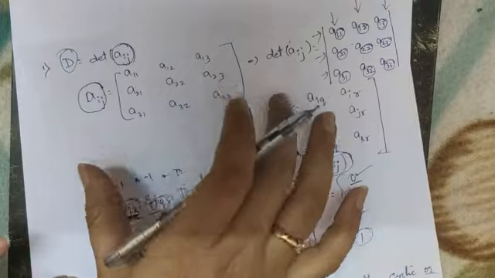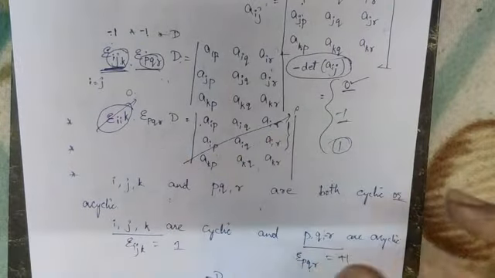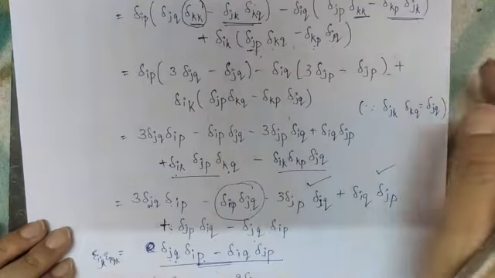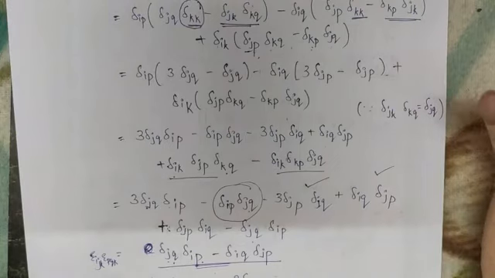So now, using this result, we have proved 4 properties of the combination of delta and epsilon, right? So this is all about this problem.